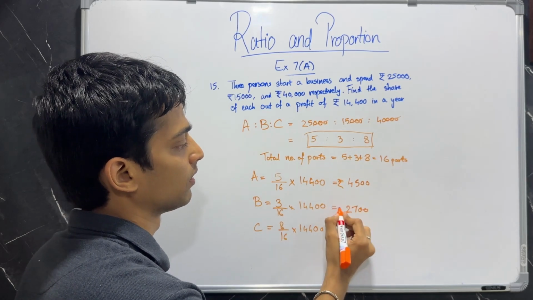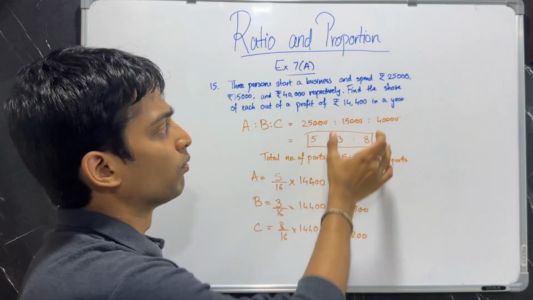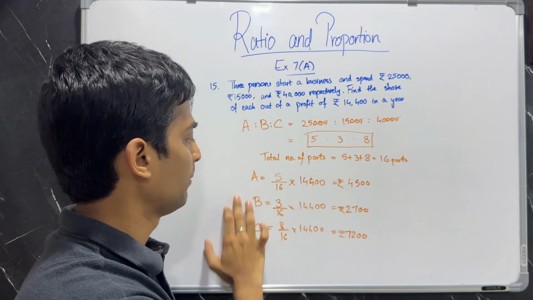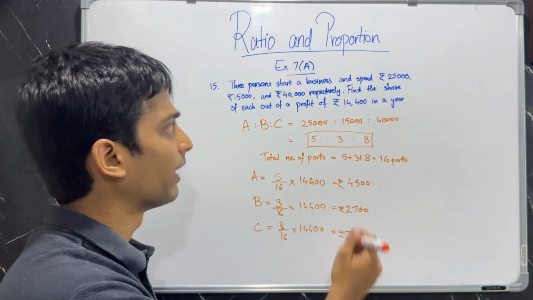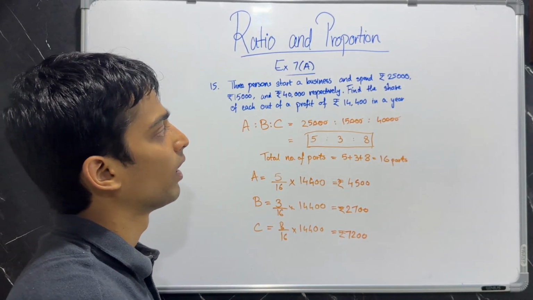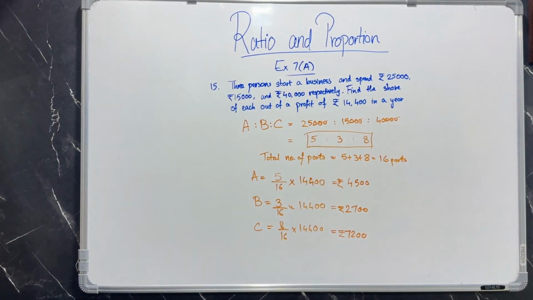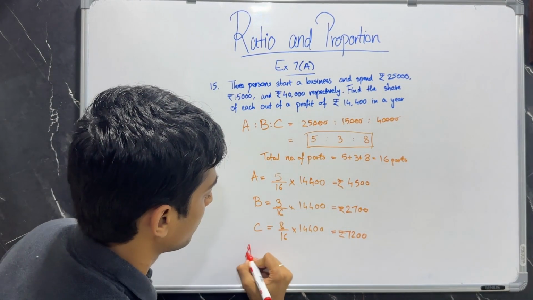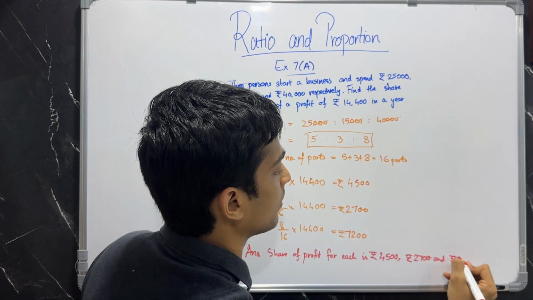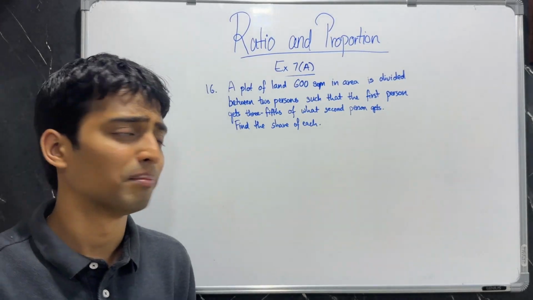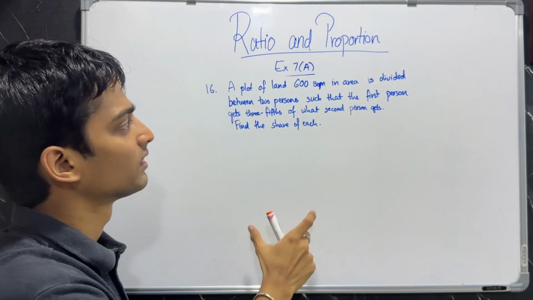So rupees, 14,400 was divided between A, B and C into 4,500, 2,700 and 7,200. So this is the final answer. So we have found out the share of the profit each one is getting. Let's write the final answer. And 7,200.